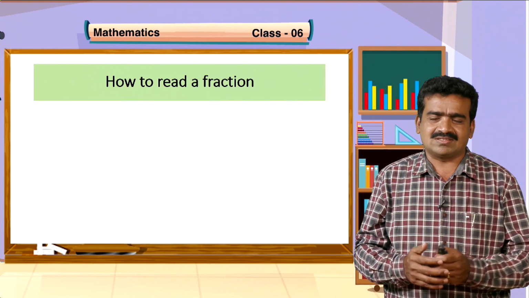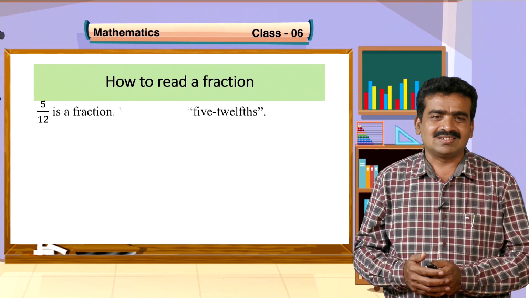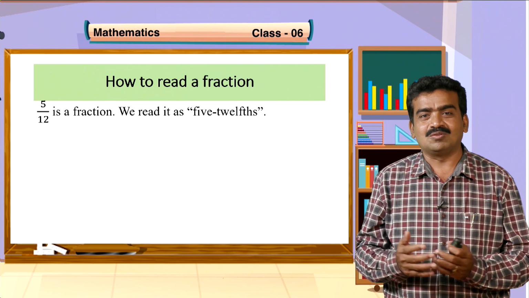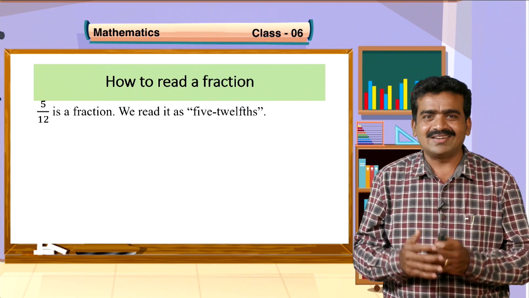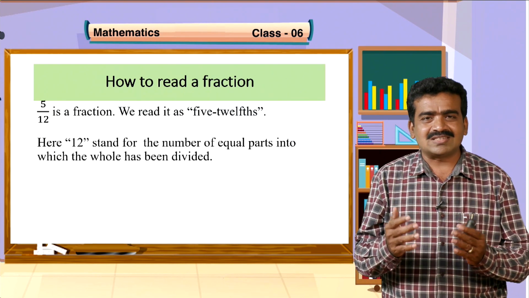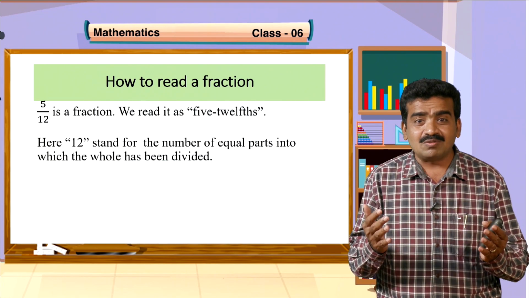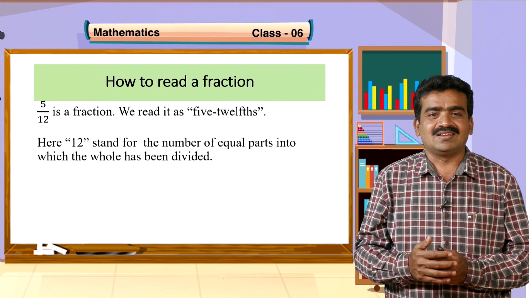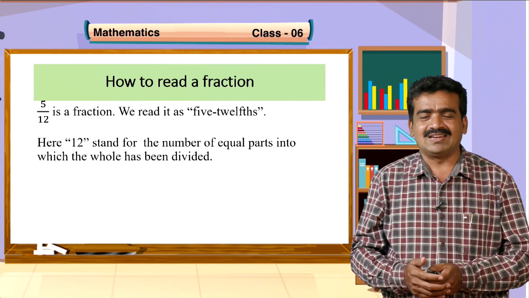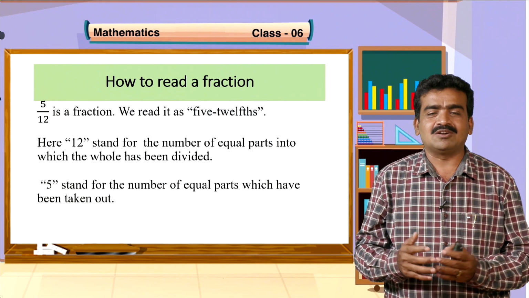Then how to read the fraction? It is familiar to you. You are able to read the fraction. Say for example, 5 divided by 12 is a fraction, then how to read it? Yes, you are going to read it 5/12. Here 12 stands for the number of equal parts. The whole is divided into 12 equal parts. And what does 5 indicate? 5 is taken out of 12. Here 5 stands for the number of equal parts which have been taken out.